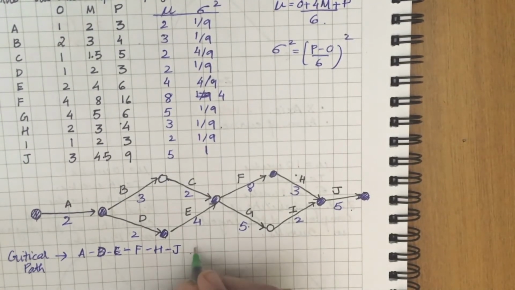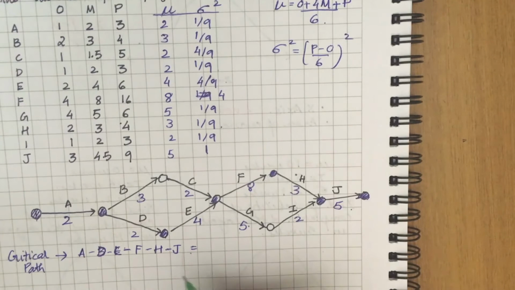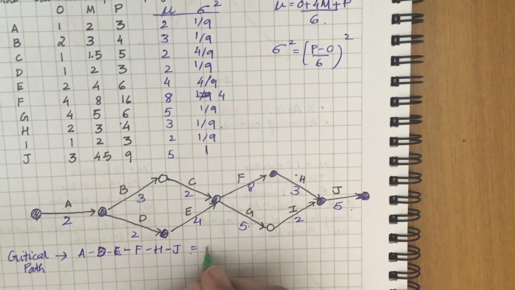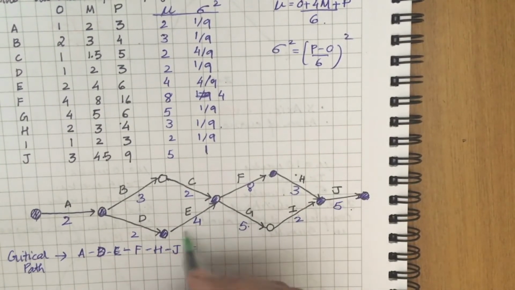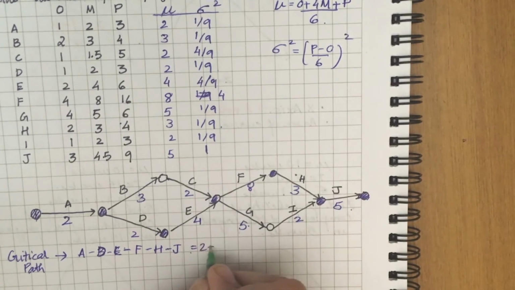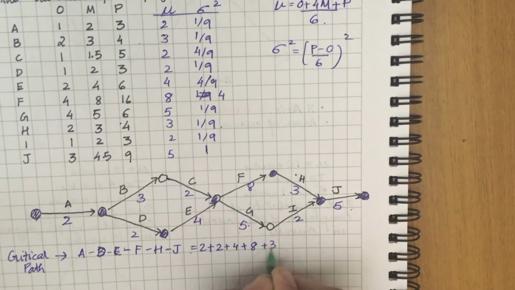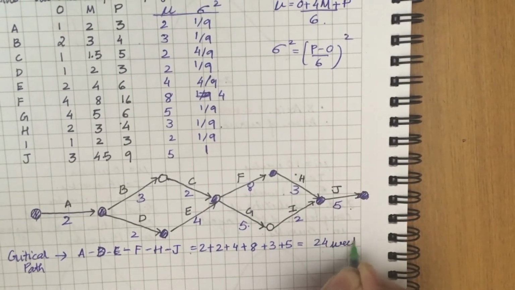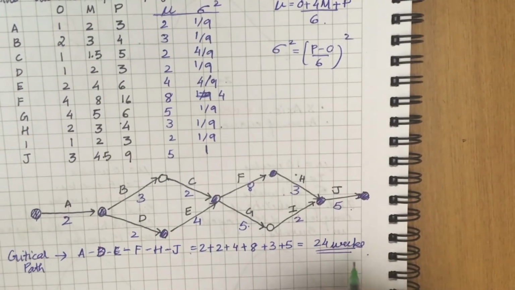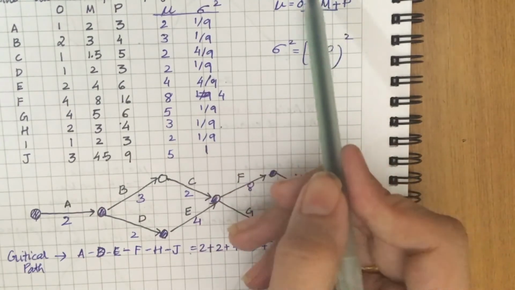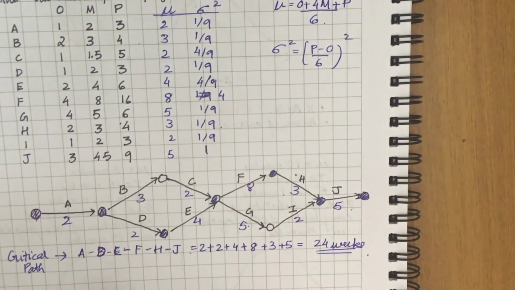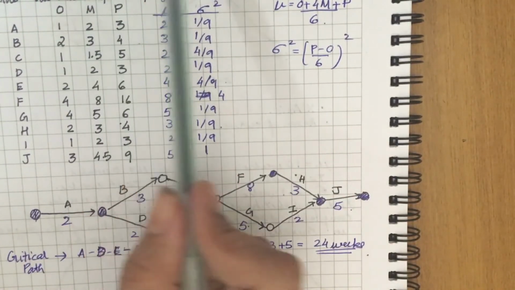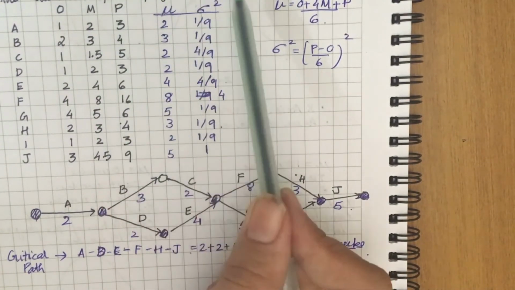Now I will calculate the total duration of this path, which will be the summation of all the mean estimates, 2 plus 2 plus 4 plus 8 plus 3 plus 5, which is 24 weeks. Now 24 weeks is also the duration of the whole project. So we have found out the duration of the project. Now it is asked to find the probability of completion of the project in 30 weeks and 20 weeks.